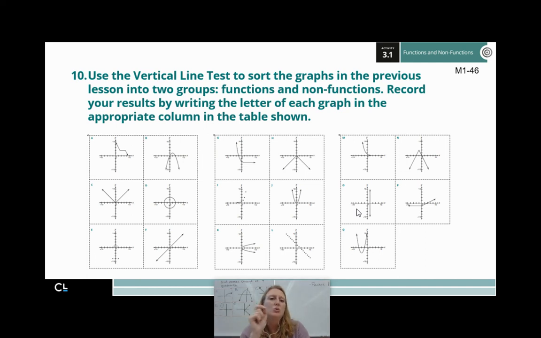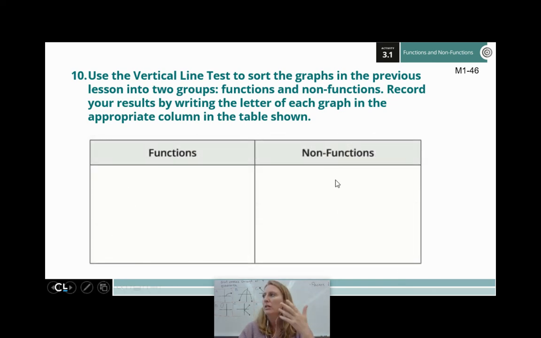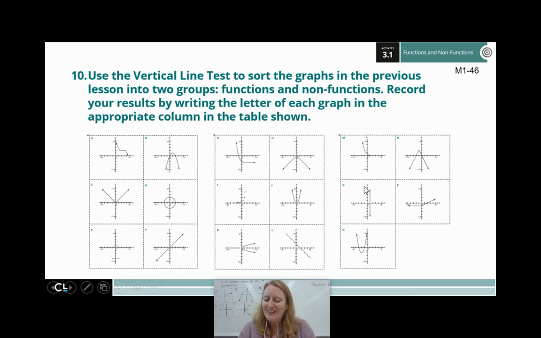I would like you to use the vertical line test to sort the graphs from the previous lesson into two groups, functions and non-functions. Then record your results by writing the letter of each graph in the appropriate column in the table below on page M1-46. Go ahead and hit pause to work this out. Go crazy with that vertical line test, and then hit play when you're ready to check your work.